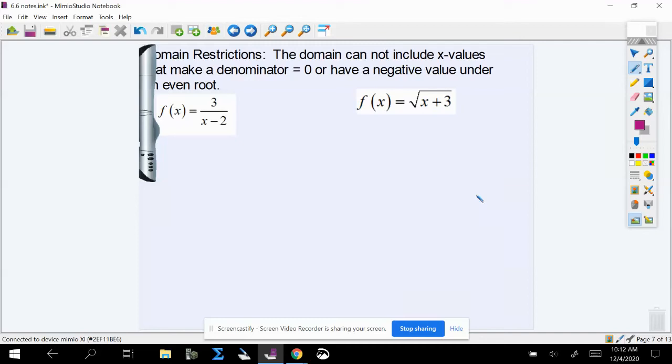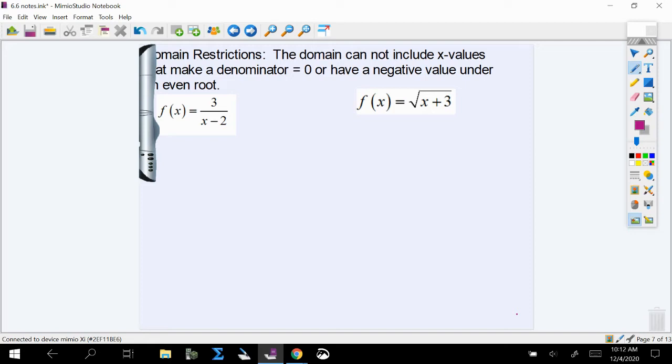So, the last topic in today's lesson is looking at what's called domain restrictions. The idea is trying to figure out the domain, which is your x values. So, looking at what you are not allowed to plug in for an x value. And there's two things that can create a domain restriction.